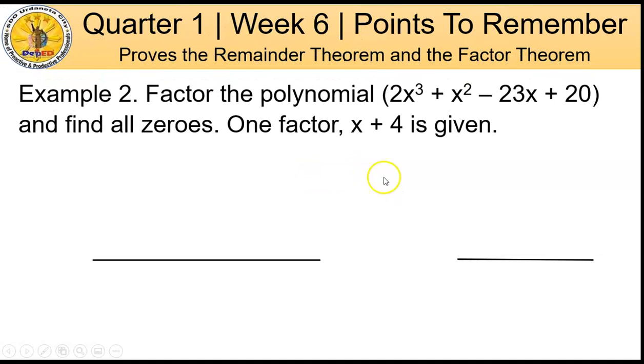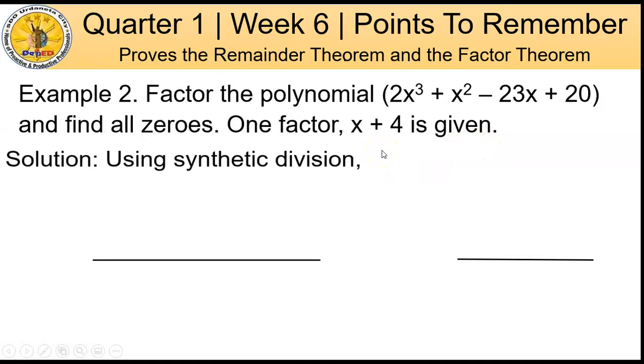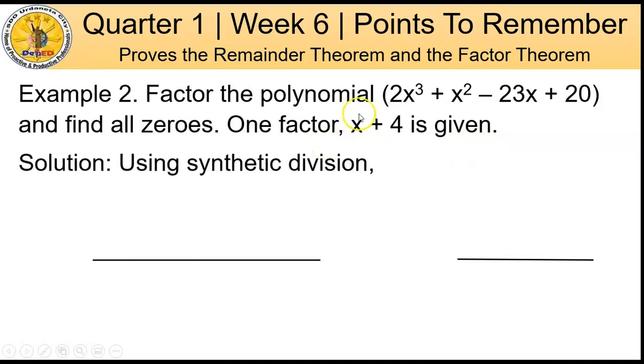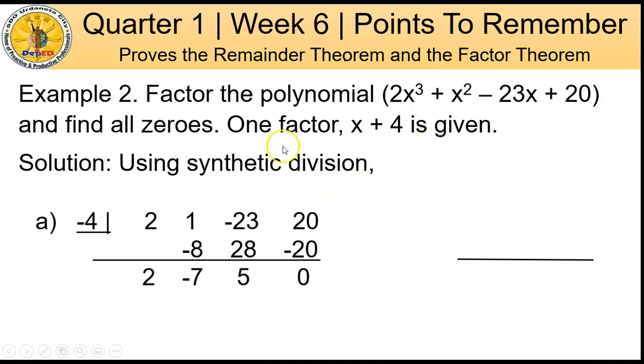Example 2. Factor the polynomial 2x cubed plus x squared minus 23x plus 20 and find all the zeros. One factor, x plus 4, is given. So, gagamit tayo ng synthetic division para mahanap natin yung kanyang factor. So, kukunin natin yung numerical coefficient na 2, 1, negative 23, and 20. And then, we equate this to 0. So, our divisor is negative 4.